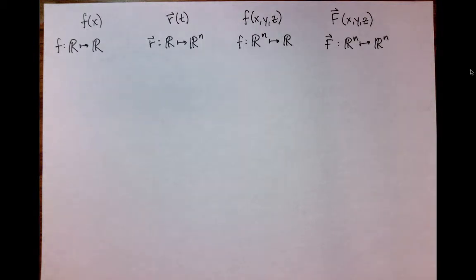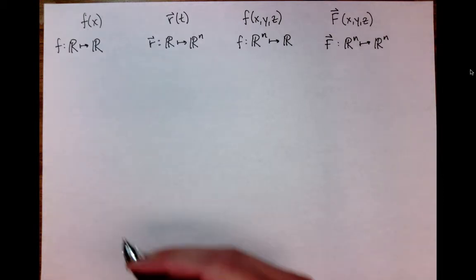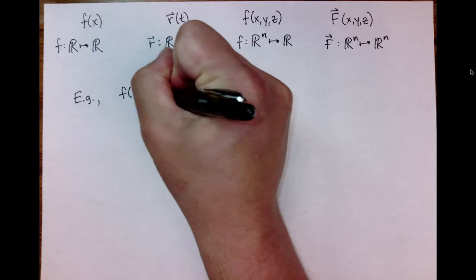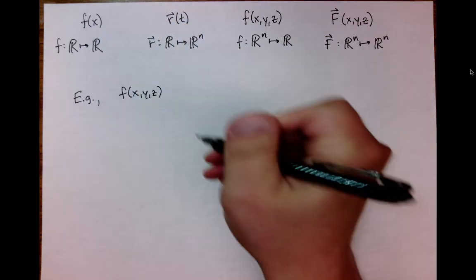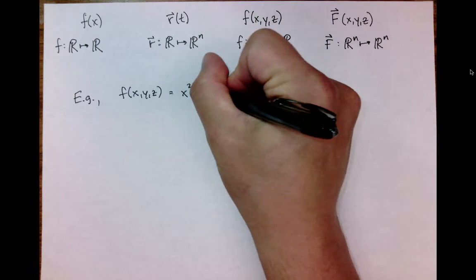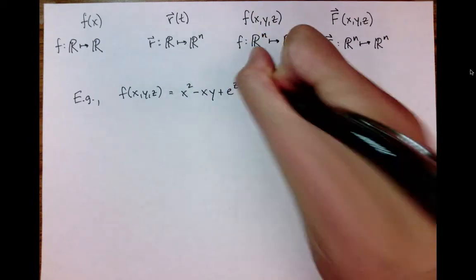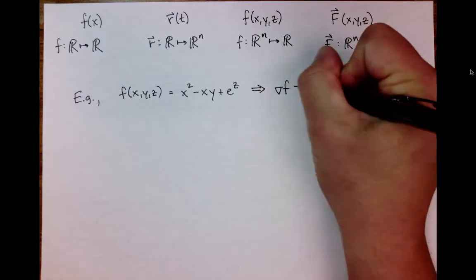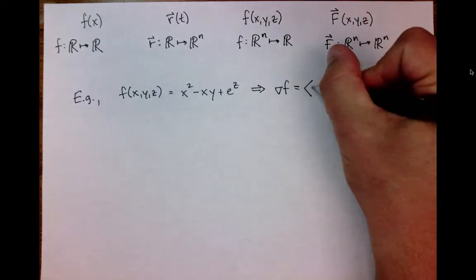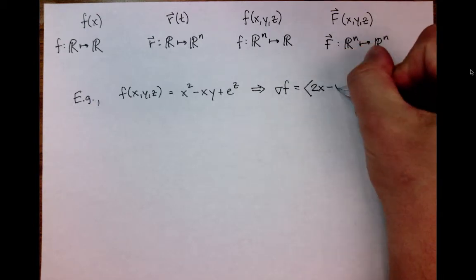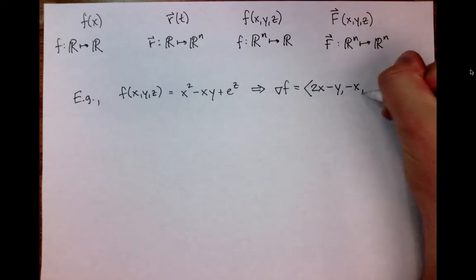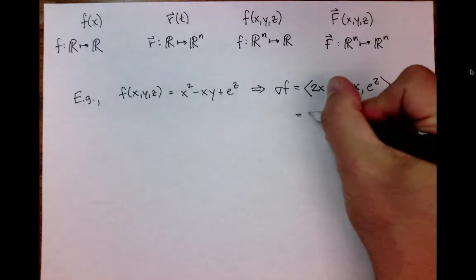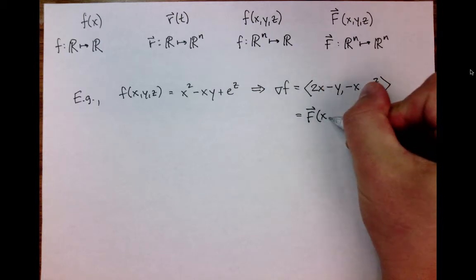Okay, so you've actually seen examples of these beasts before. So for example, if I have a scalar function of 3 variables, so just say x squared minus xy plus e to the z, then we could take its gradient, and the gradient is a vector. So in this case, it's 2x minus y, minus x, e to the z. And it's a vector that depends on x, y, and z. So this is, in fact, a vector field.